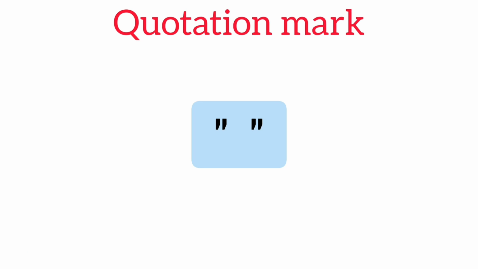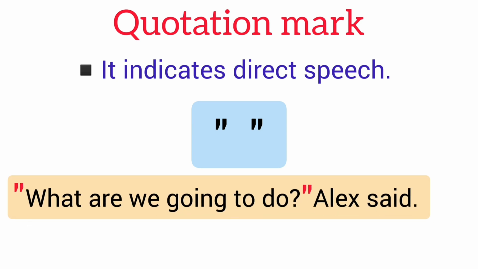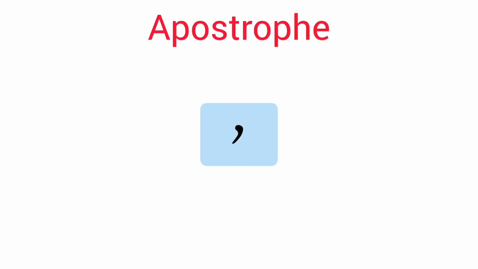Next one is quotation mark. Quotation mark is used to indicate direct speech. For example, "What are we going to do?" Alex said. "And I might be late," he said. This is a quote from him, so I put it inside quotation mark.